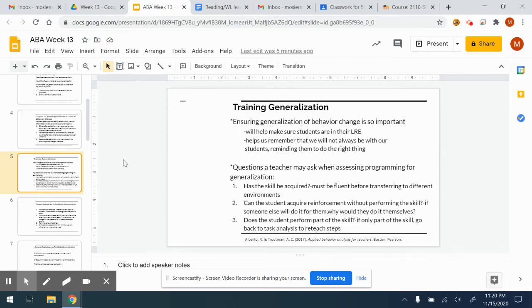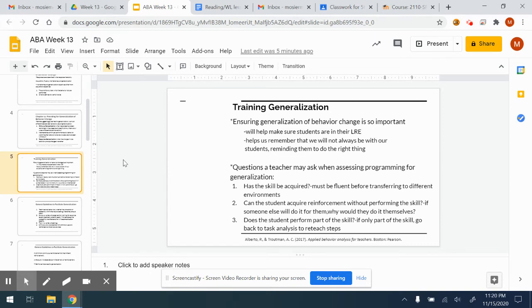Ensuring generalization of behavior change is so important. Number one, it will make sure that the students are receiving the supports that they need in their least restrictive environment. When we have a student who is only trained in a special education classroom, in a small group setting, or in a one-on-one setting, the chances of them taking those skills and applying them to a whole group setting or to different settings is slim to none. So we have to make sure that we're setting students up to be in their least restrictive environment, which means we have to train them to be there.